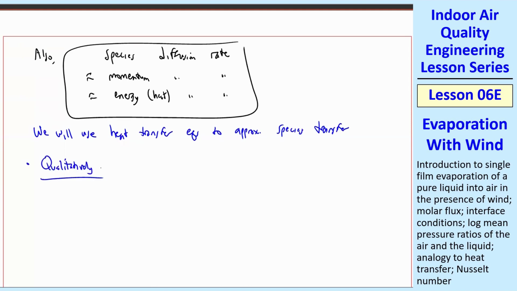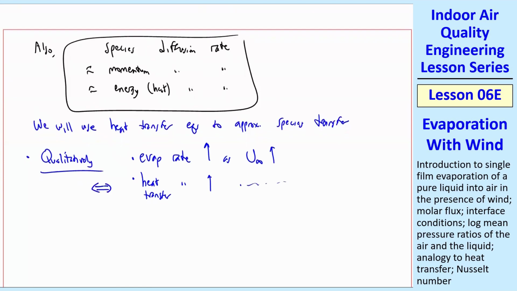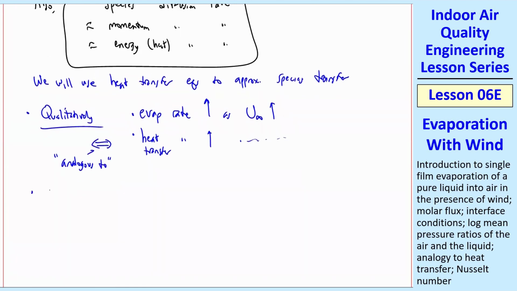Qualitatively, it turns out that the evaporation rate goes up as U infinity goes up. If the wind blows harder, you expect the liquid to evaporate faster. That's common sense, and we know that from experience. Just as heat transfer rate goes up as U infinity goes up. I'll use this symbol to mean analogous to. These are analogous because of the Reynolds analogy.